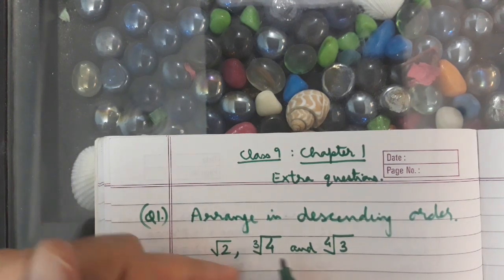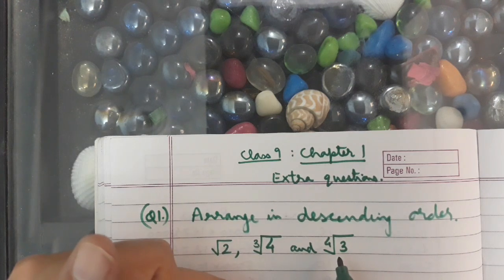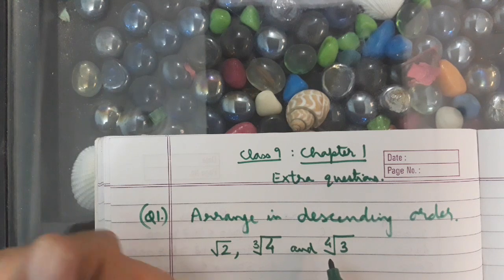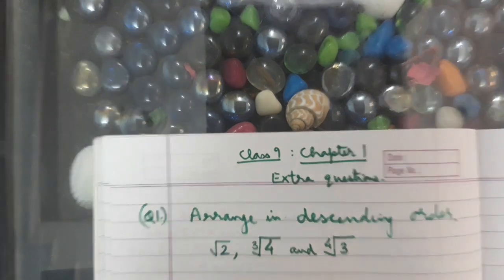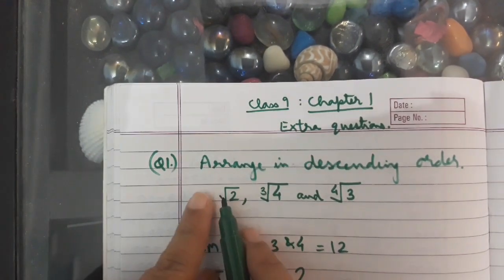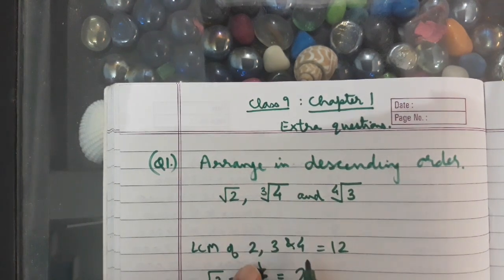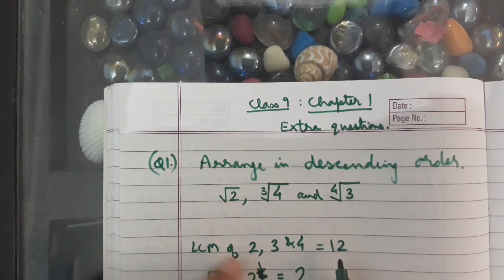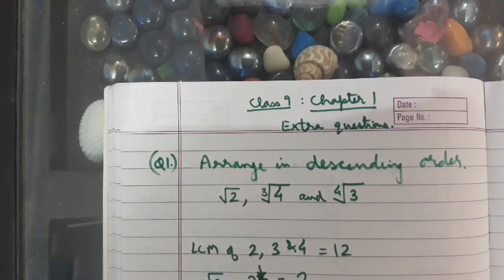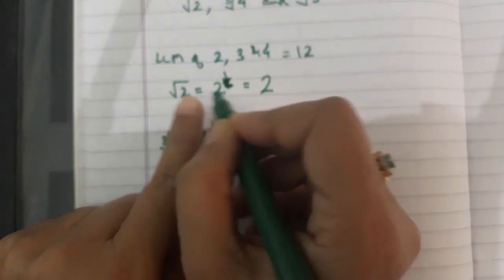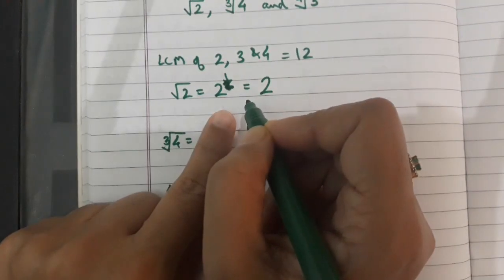So the order of the roots is different in each of these. So first of all, we will make that same. So we find out the LCM of 2, 3 and 4. When we find out the LCM of 2, 3 and 4, it comes out to be 12. Now we will express each of these numbers as the 12th root.